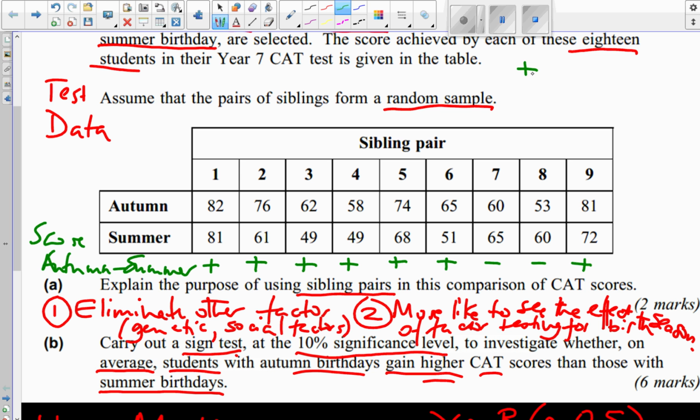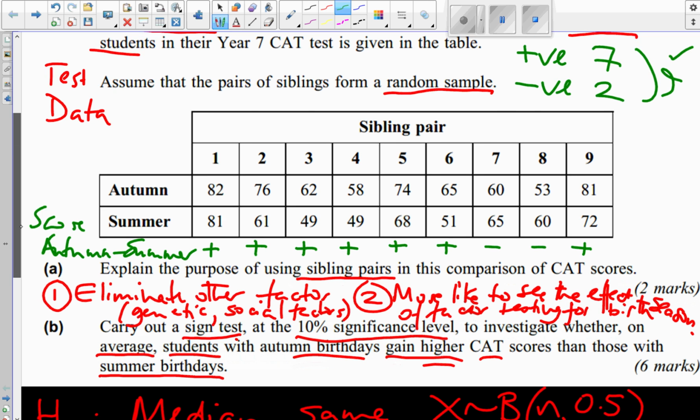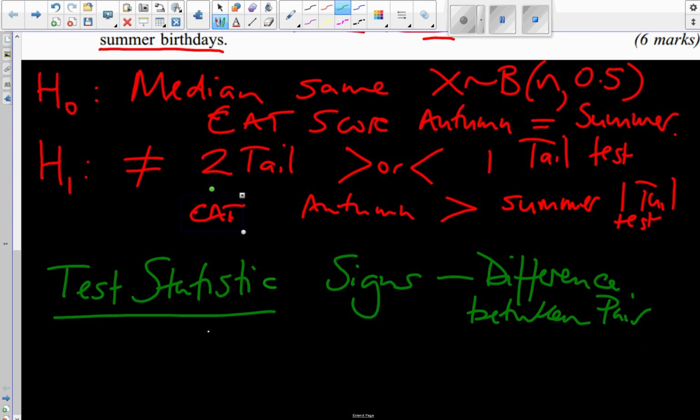So let's have a look at how many positives we have on here out of how many pairs? 9 pairs. 1, 2, 3, 4, 5, 6, 7 positives and 1, 2 negatives. So we've got 2 negatives. So we know that should add up to 9 because we had 9 in our sample. Good. So we've checked our calculations. So let's work down now and use those figures. You've got a positive of 7 and a negative of 2.